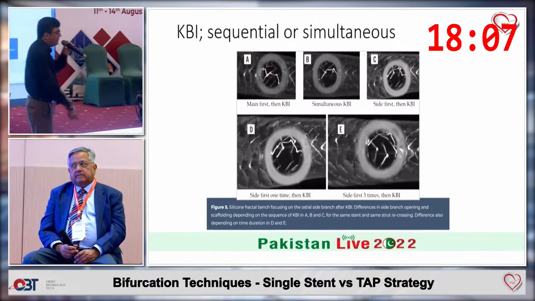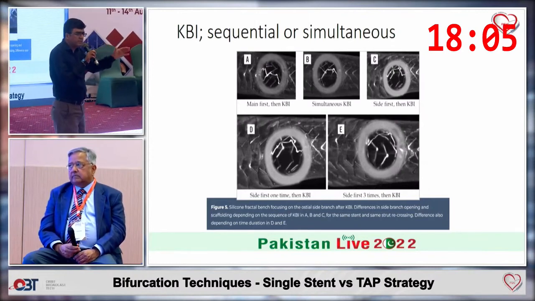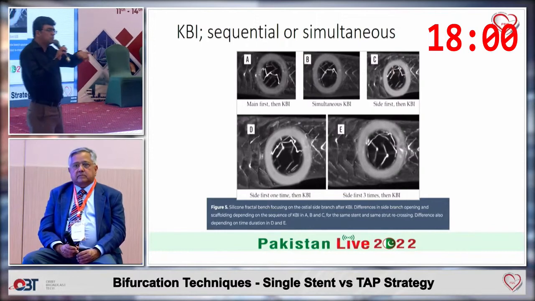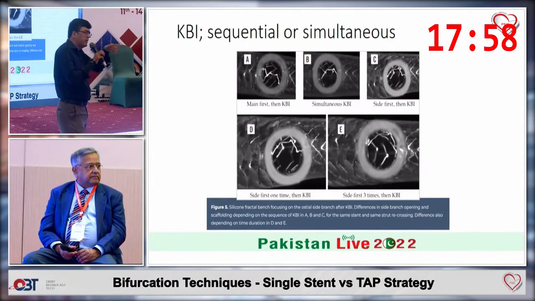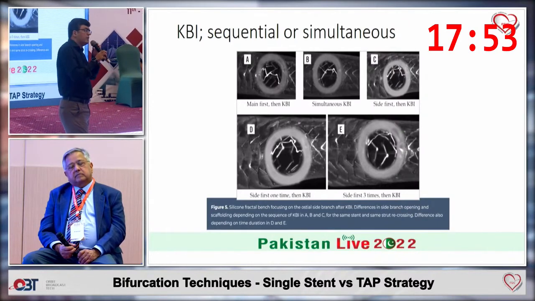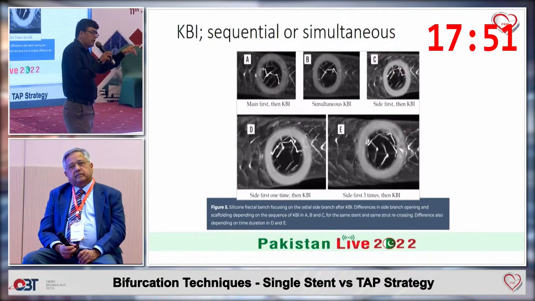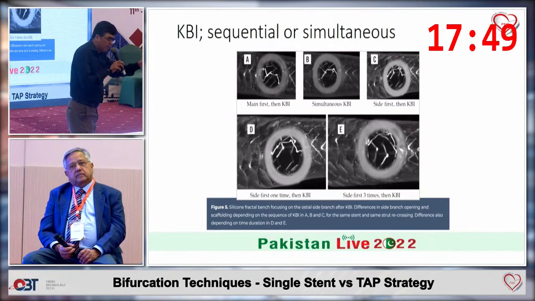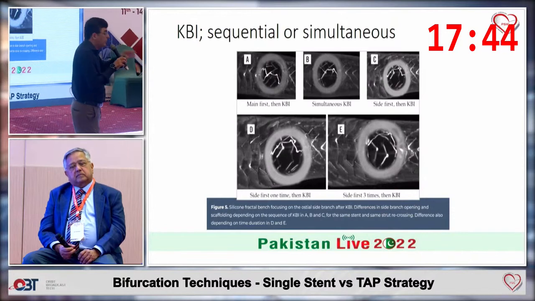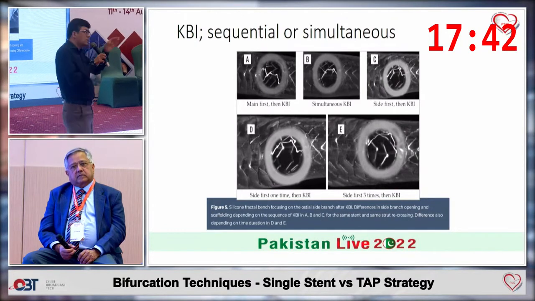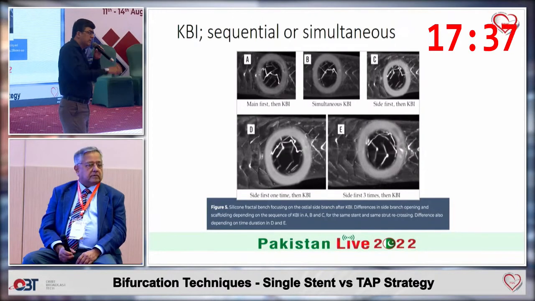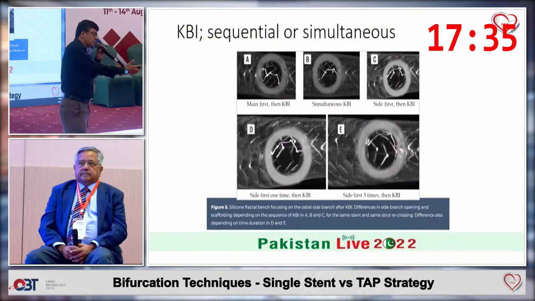So this was a paper that was established. It showed whether we should do simultaneous or sequential. What they normally do is put two balloons of 1:1 in the side branch and the main branch, and they pull it back, as Professor said, just minimal protrusion. First of all, they do the side branch up to approximately 12 to 16, then the main branch 12 to 16, and then both simultaneously up to 8 to 10, not more than that. So sequential ballooning is considered to be better than simultaneous kissing. So side branch first, main branch, and then together.